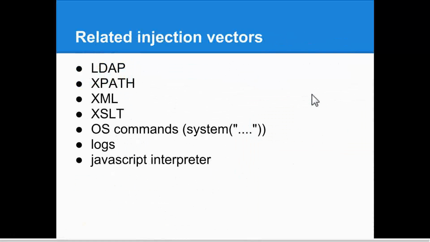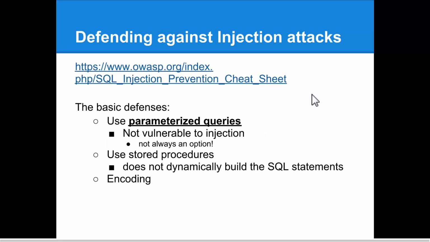So other related injection vectors include LDAP, XPath, XML, XSLT. I don't even know what that is. So this is a wonderful resource for defending against SQL injection attacks in almost every common language for web applications, PHP, ASP, you know.